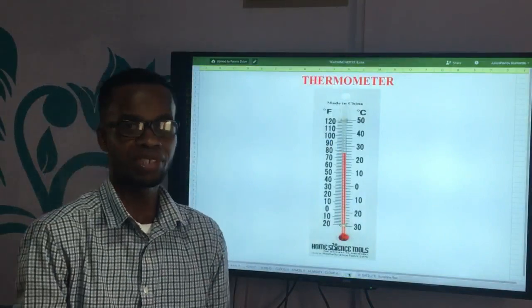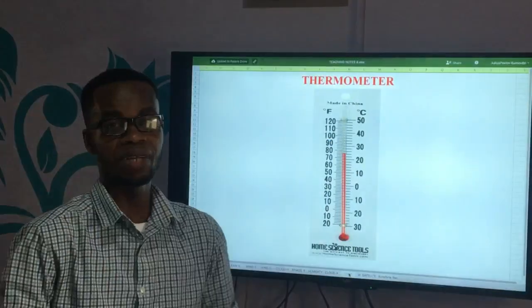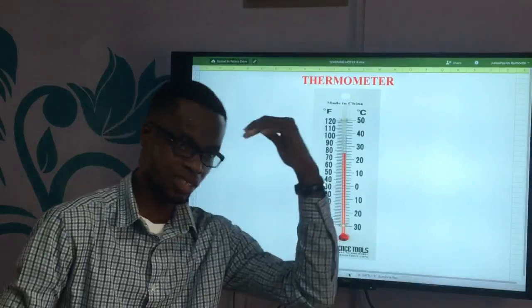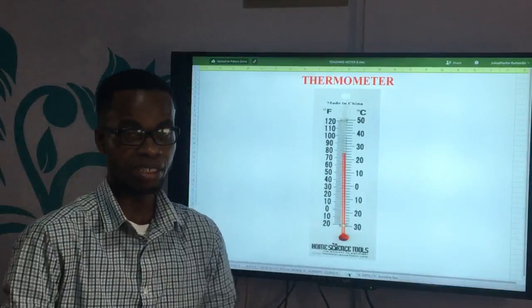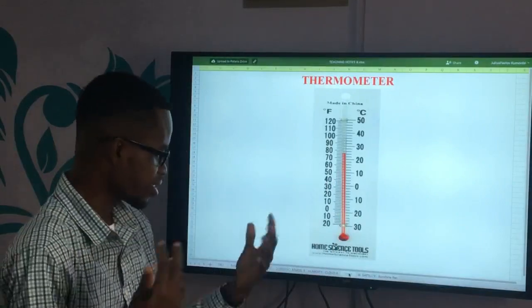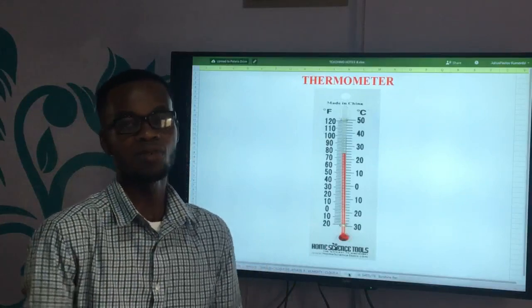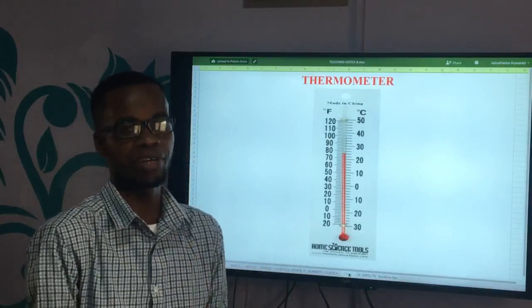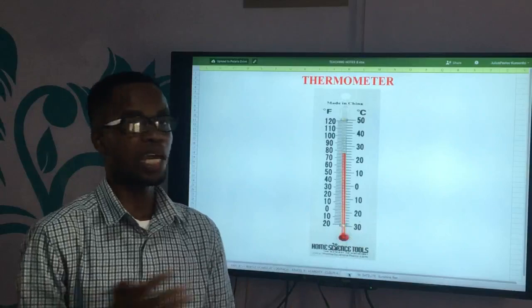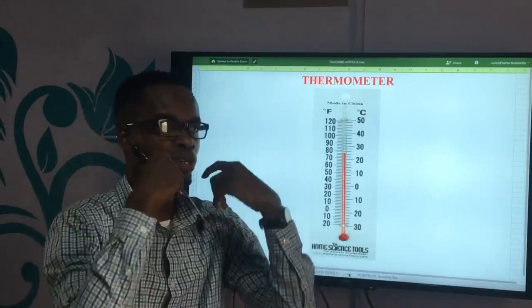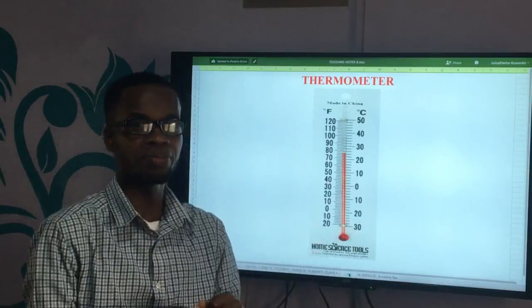temperature. You are very familiar with the measurement of temperature, the hotness and the coldness of an object, of a body. The instrument is the thermometer. The thermometer is very common, and there are different types now. You can have the clinical one, the one you go to the hospital, where you put it under your armpit or your tongue to check your body temperature.